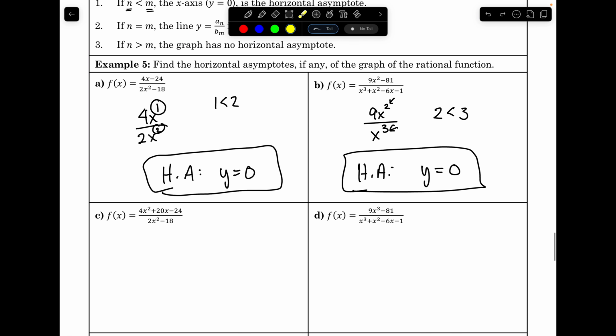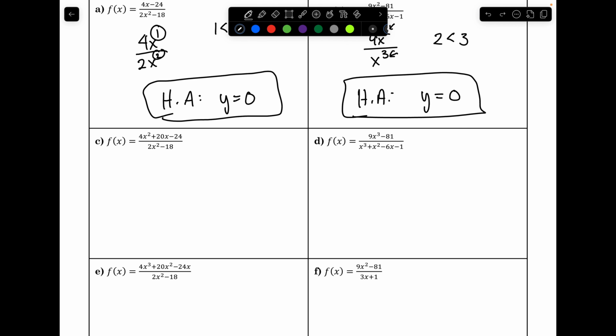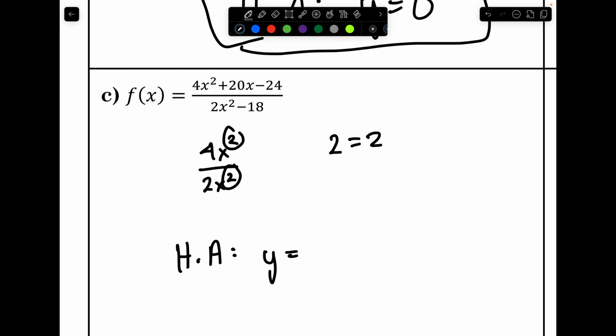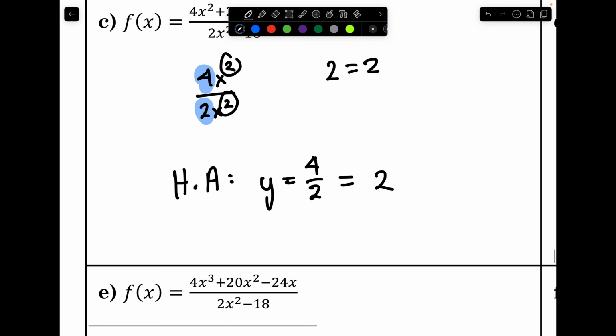Take, for example, 5c and d. Here, the leading term of the numerator is 4x to the second power, and the leading term of the denominator is 2x to the second. Again, the degrees are both 2, so 2 equals 2. That means that the horizontal asymptote is going to be the ratio of these leading coefficients. So 4 divided by 2, which simply reduces to 2. So your horizontal asymptote here is the horizontal line y equals 2.